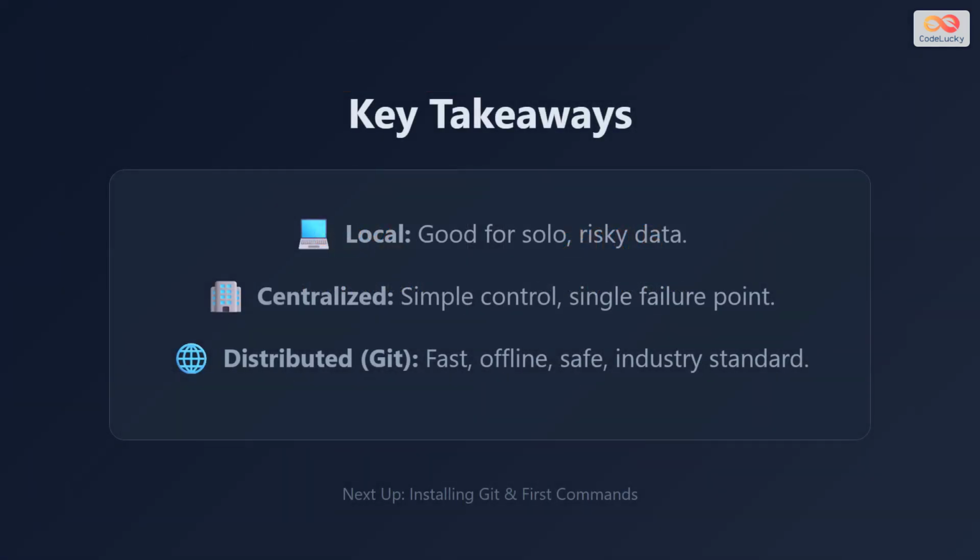To summarize, local is simple but risky. Centralized enabled collaboration but had a single point of failure. Distributed, or Git, provides speed, full offline capability, and redundant backups. In the next video, we will get our hands dirty and install Git to start running our first commands.